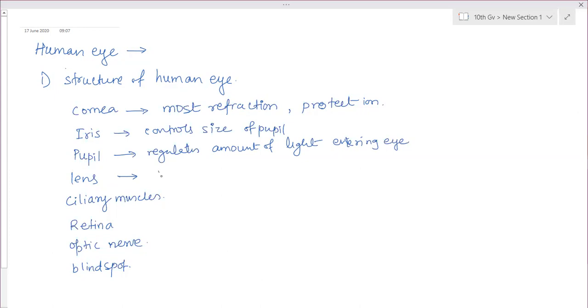Ma'am, one more thing. Iris consists of color pigments which give color to the eye, right? Yes, that is also right.